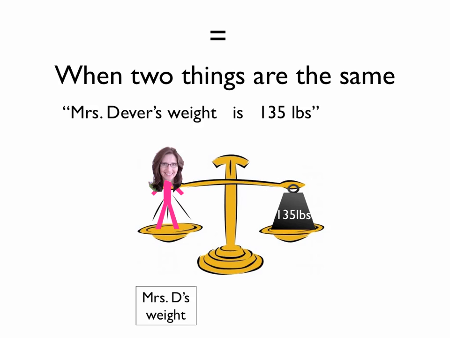If we were to write a pseudo-equation for this, we might write Mrs. Devers' weight equals 135 pounds. The equal sign simply says the two things balance.